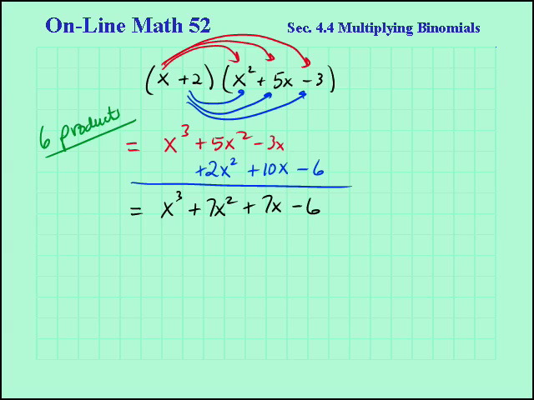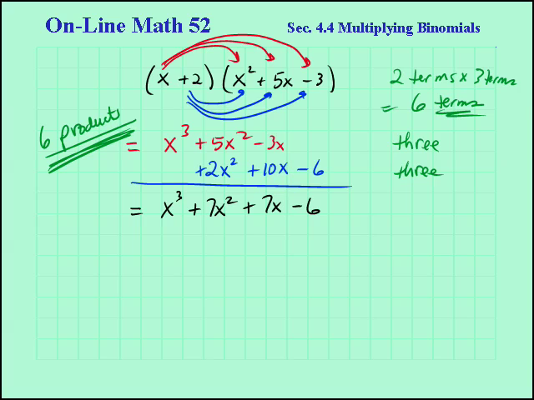But the key here is that we start with these 6 products. That's what we get to start with. 3 here and 3 here. And we're able to combine them into less than 6, but we start with 6 products in all. And that's because we have a binomial. You think about 2 terms times 3 terms, and that gives us a total of 6 terms to start with. Okay? That's a brief introduction.